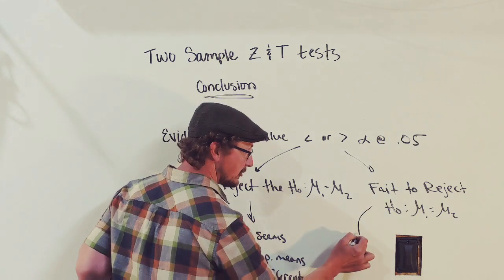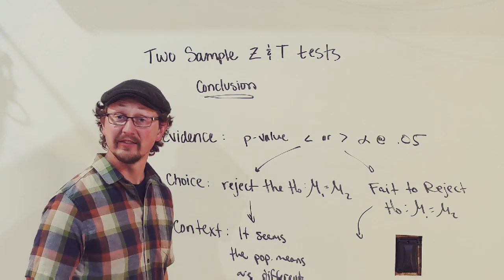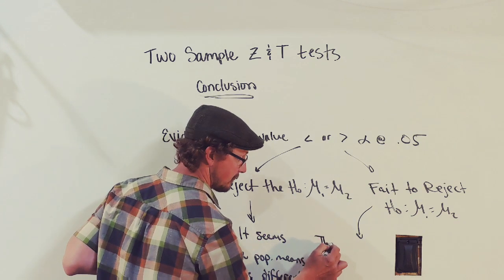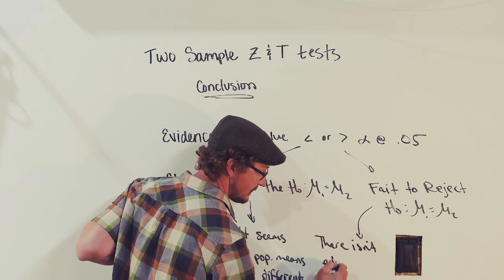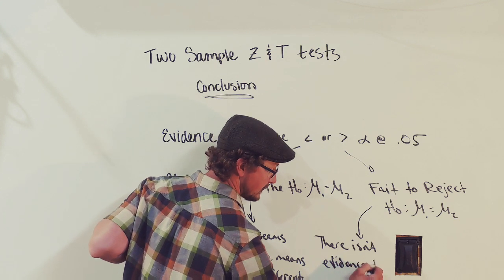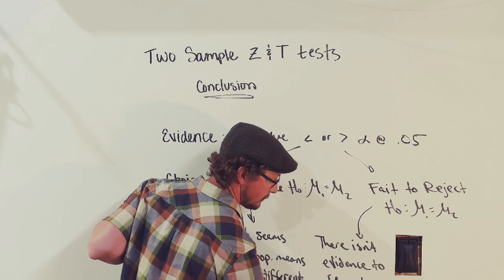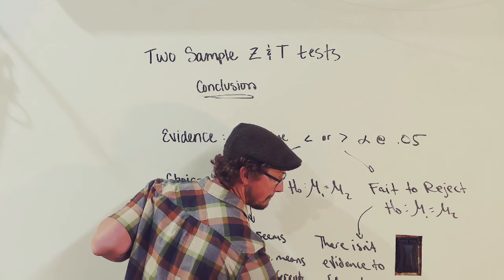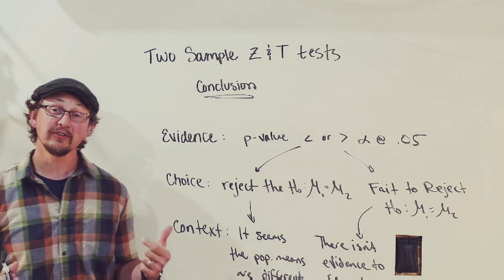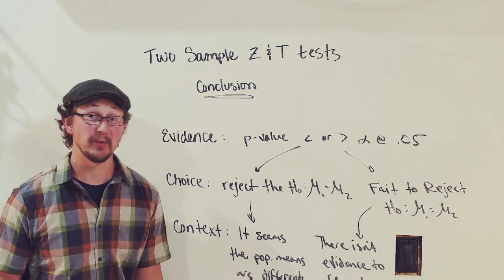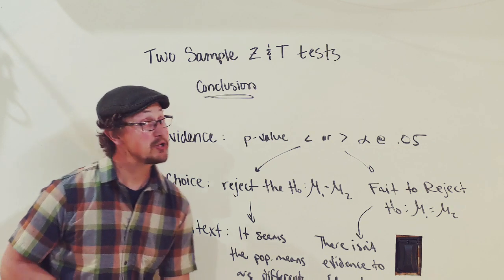Or, if we fail to reject, we might say, there isn't evidence to suggest a difference. But again, this falls into the realm of conclusions that we've been doing for, well, 2 chapters now. So we should be pretty good at this.